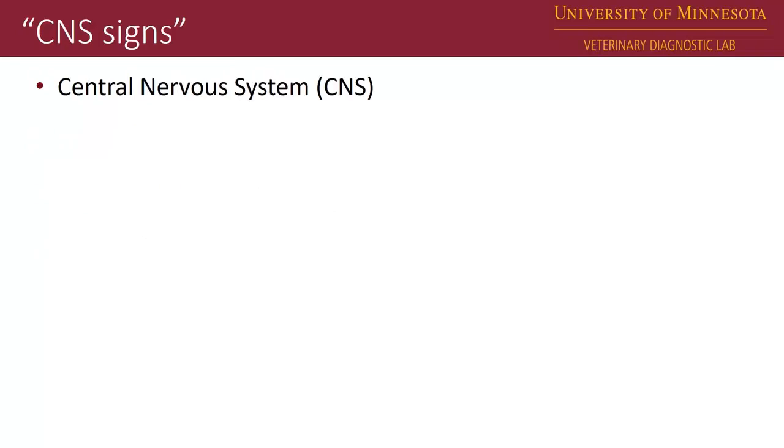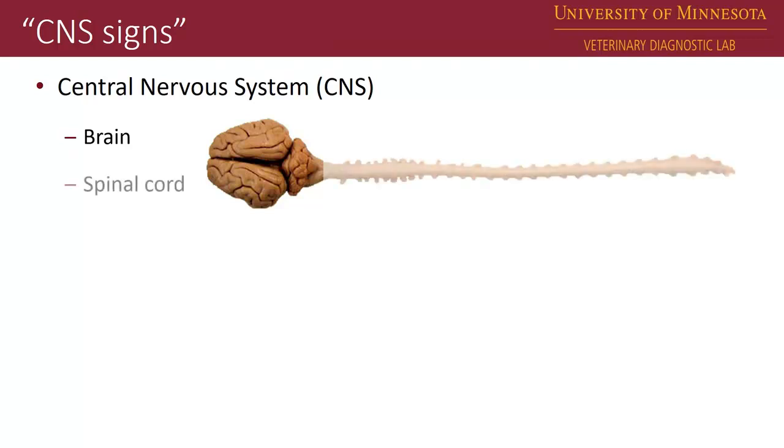So when we talk about CNS, that's not coagulase-negative staph, that's the central nervous system. Most people think about the brain. This controls the higher order functions and most of our motor activities. But the spinal cord is also part of the central nervous system. This sometimes gets missed. When we talk about CNS signs, that's a pretty vague term, but that's usually what I see on the submission forms.